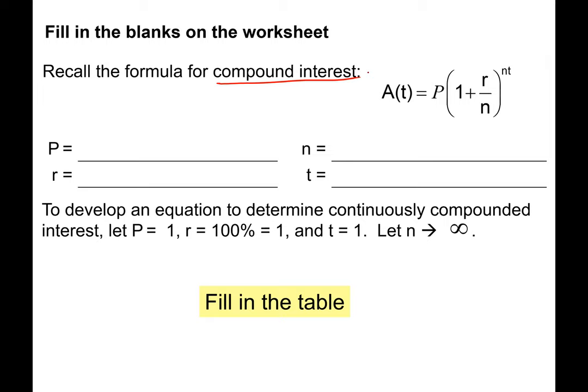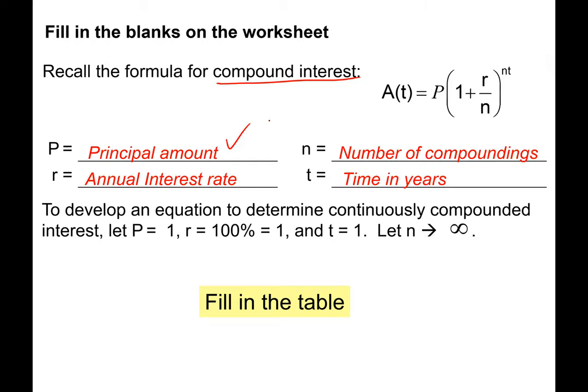And we already know this: P is the principal amount, N is the number of compounding periods, R is the annual interest rate, and T is time in years, right? So we know all of this. And to develop the equation for continuous compounding interest, we're assuming principal equal to $1, right? And then R equal to 100%, time T equal to one, and that N approaches infinity. And if you look at the next table, you will see what we talk about, right? But remember that P is one, rate is 100%, time T is 1 year. Those are the assumptions we are making here.